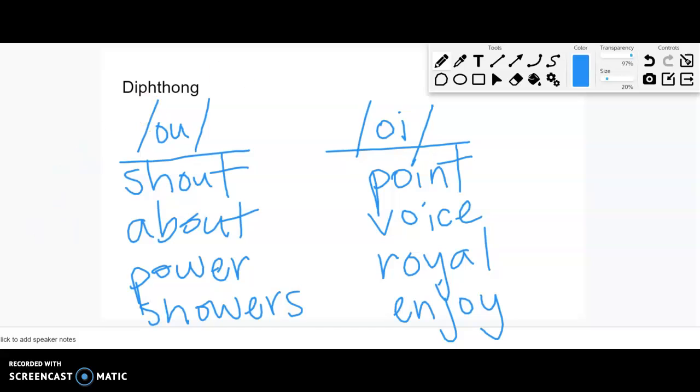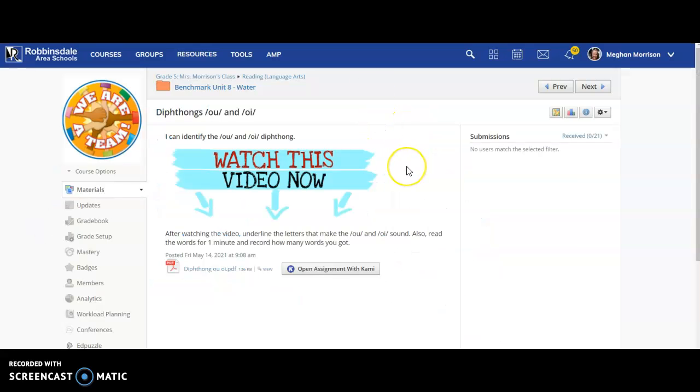All right, so on your worksheet, you'll just underline the letters that make those sounds, noting that they're not always those letters, and then read the words for a minute and record how many words you got. All right, practice your fluency, how fast you can read, plus practicing the words. All right, good luck.